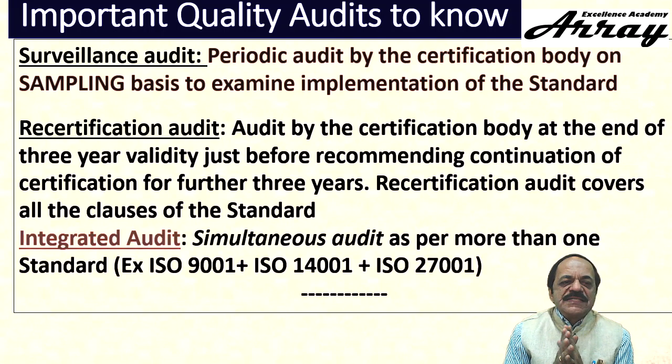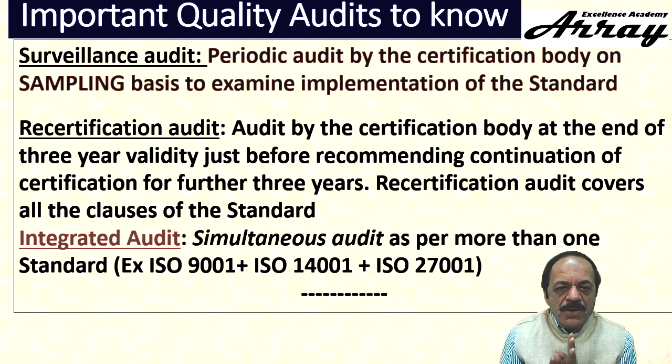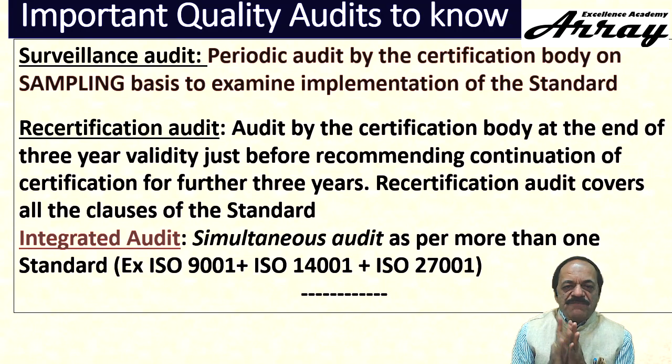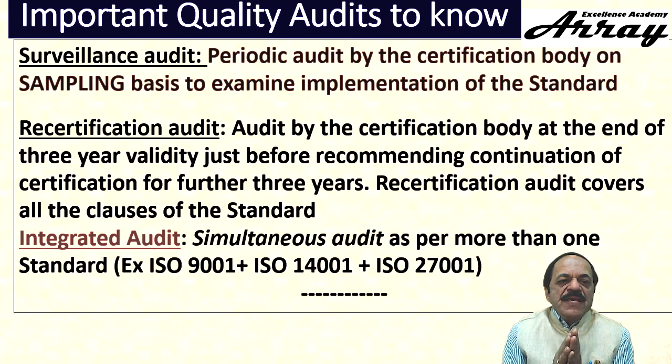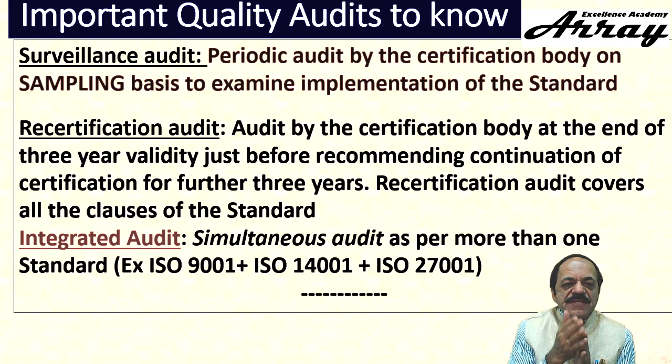There is one more called the integrated audit. This is the great takeaway from the 2015 version of ISO, wherein I may be auditing one auditee department or auditee company that has 3 certifications, say ISO 9001 for quality management system, ISO 14001 for environment, ISO 27001 for information security. Now, since the structure of the standard is standardized into 10 clauses and the requirements are in clause number 4 to 10 and they are one and the same for all the different standards.